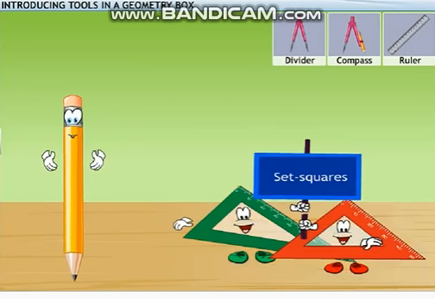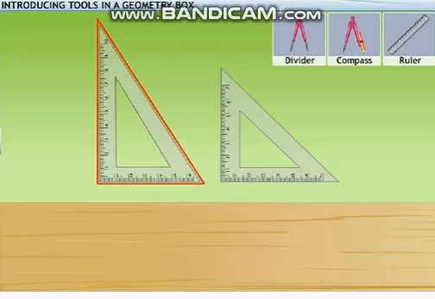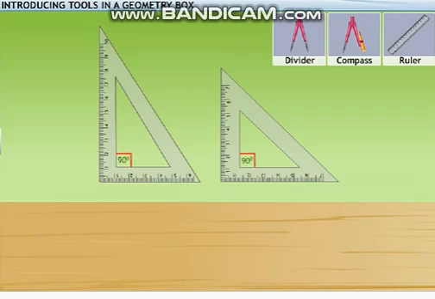These instruments always come with a pair of triangular tools. These are called set squares. As you see here, one of the set squares is an isosceles triangle, while the other one is a scalene triangle. Note that both of them have right angles at one corner. The set square that is an isosceles triangle has 2 angles measuring 45 degrees each. The set square that is a scalene triangle has two angles measuring 30 degrees and 60 degrees.